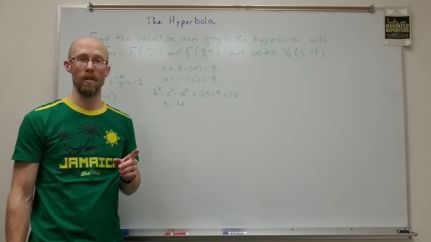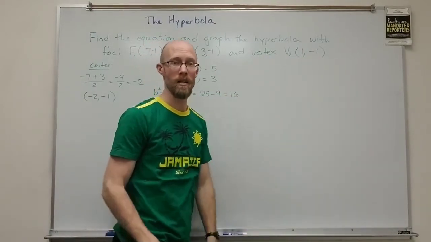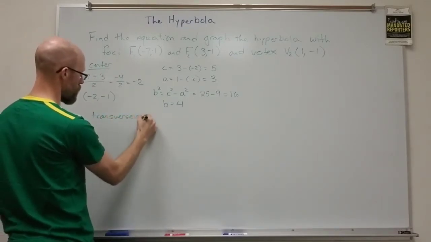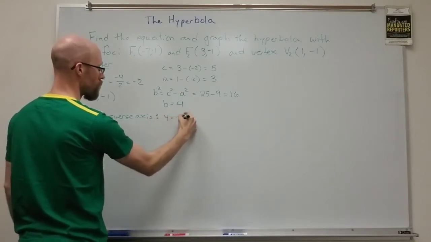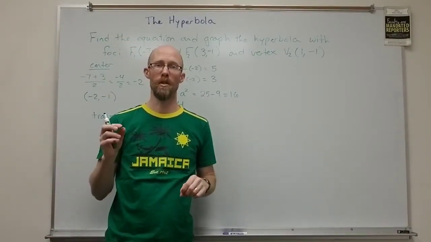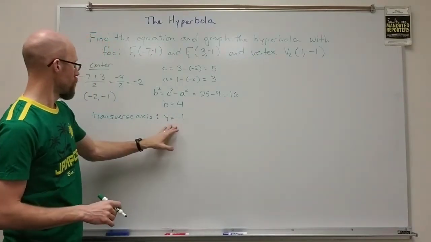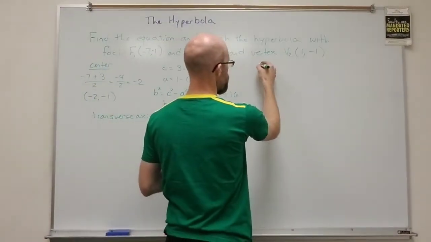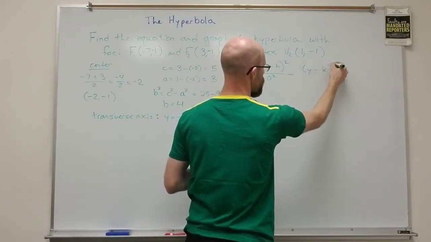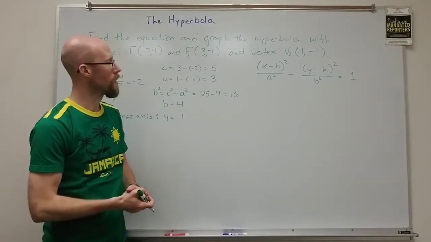The first thing that's really important is to know that my transverse axis is at -1, right? That's my y value that's fixed. So I'll write that down. Transverse axis is at y equals -1. And so that tells me that this graph opens horizontally, which puts the positive on the x squared term and the negative with the y squared term, okay? So I can build my equation. It's going to be (x minus h) squared over a squared minus (y minus k) squared over b squared equals 1. That gets me the structure of my equation.